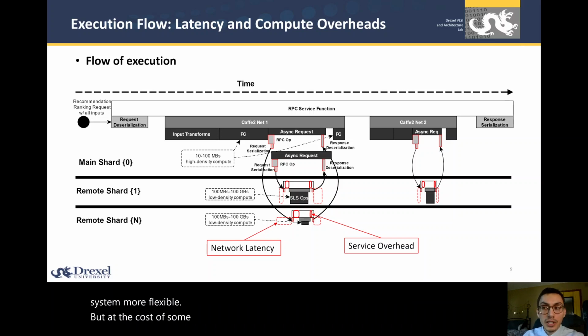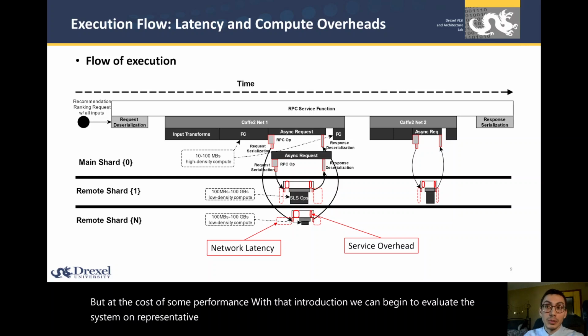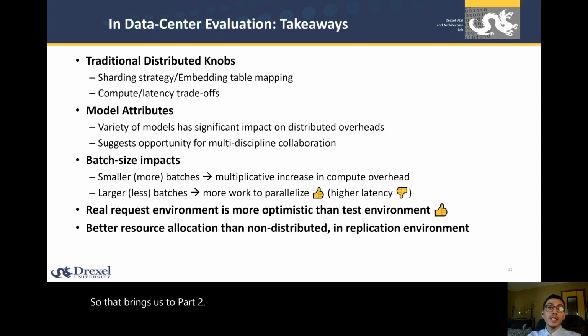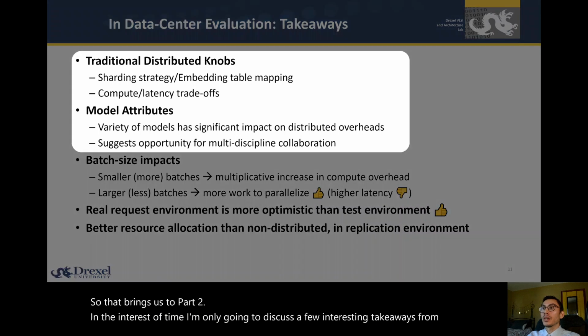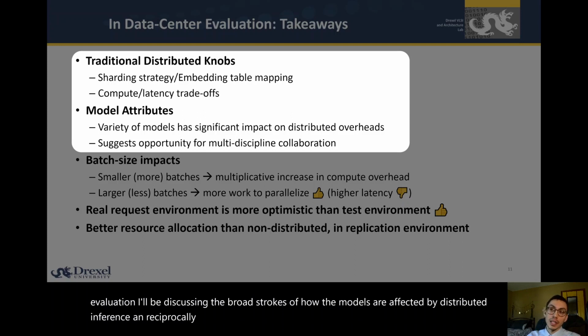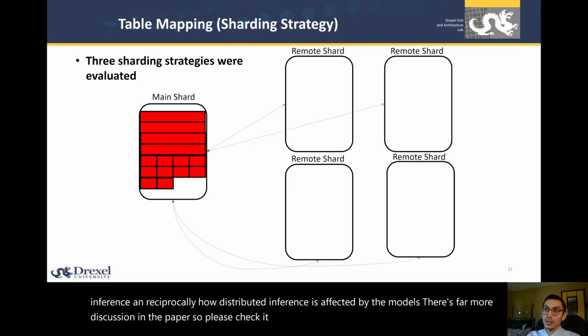With that introduction, we can begin to evaluate the system on representative workloads within real infrastructure. So that brings us to part 2. In the interest of time, I'm only going to discuss a few interesting takeaways from our evaluation. I'll be discussing the broad strokes of how the models are affected by distributed inference, and reciprocally, how distributed inference is affected by the models. There's far more discussion in the paper, so please check it out if you are interested.